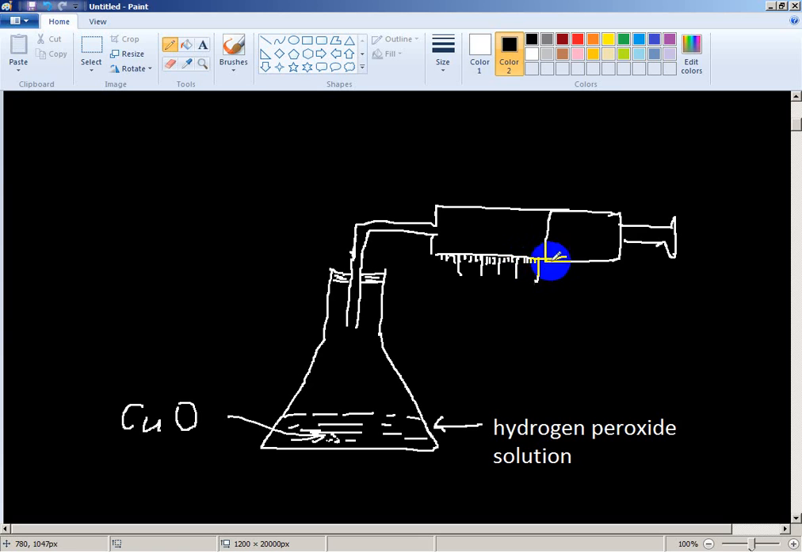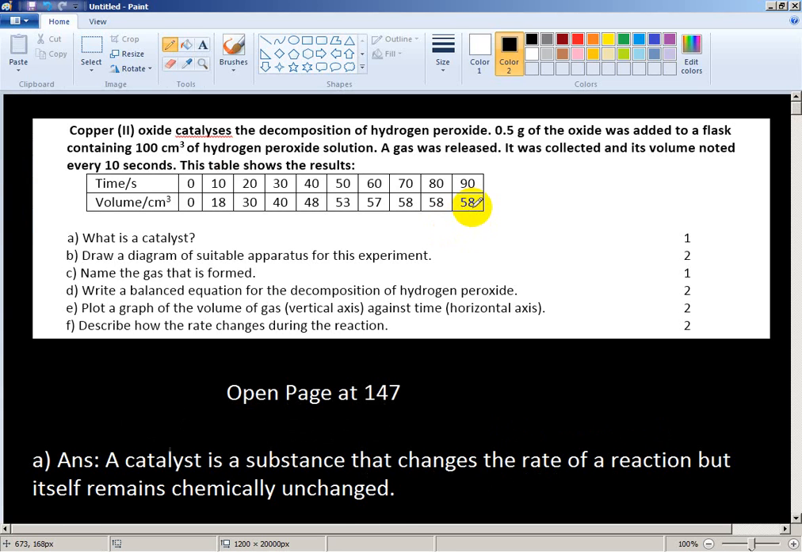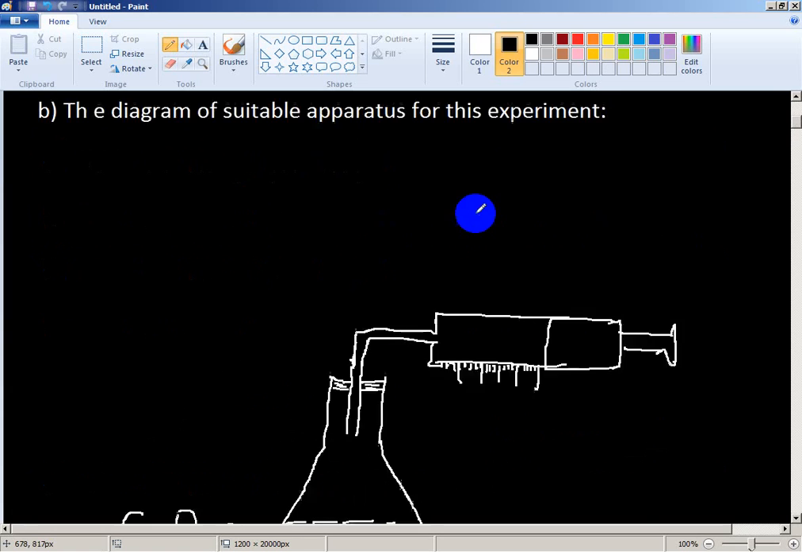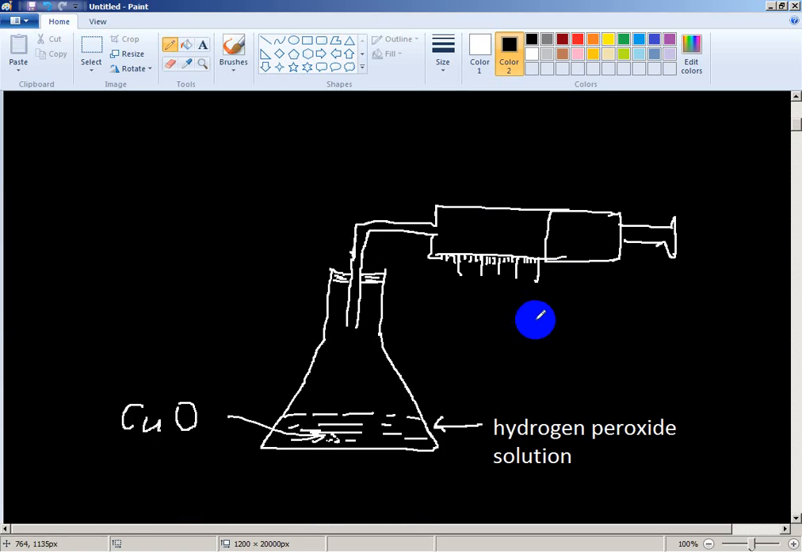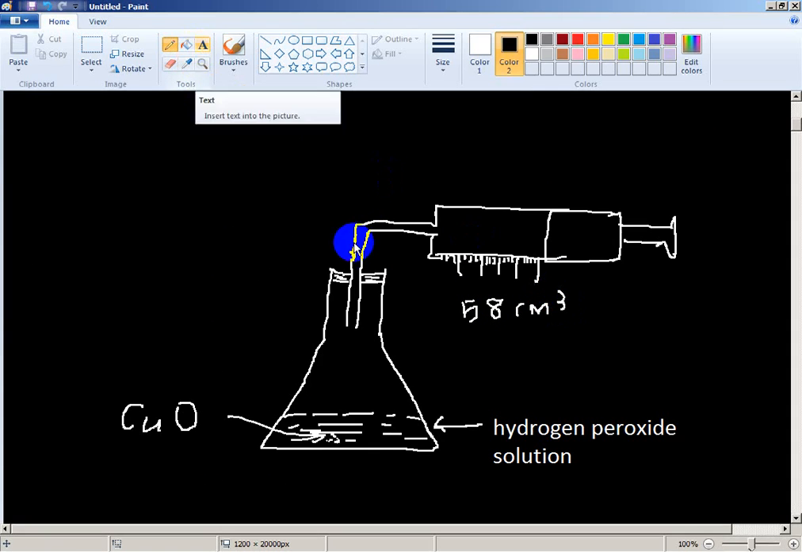Okay, you see this 58, this one. This is 50. How much gas was produced? This is finally 58 cubic centimeter. So I write here 58 cubic centimeter of oxygen. Okay, next.